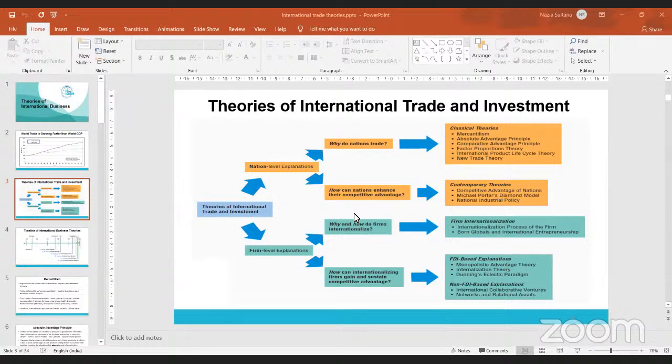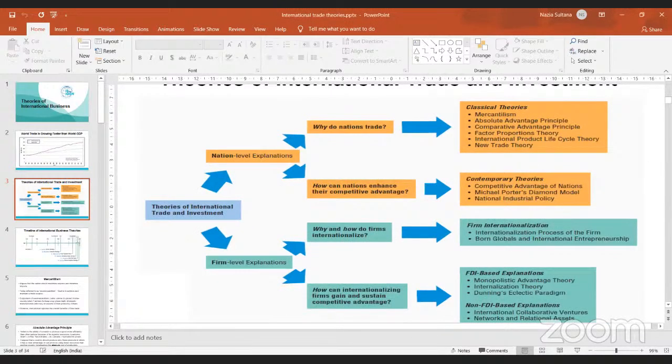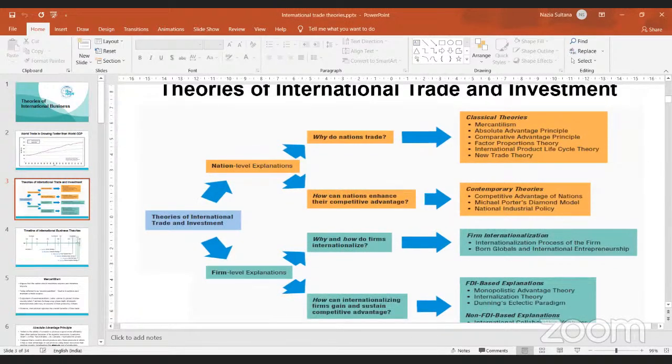So in today's discussion, in the first part, we will speak about theories of international trade. Then later we will proceed towards balance of trade and balance of payment. Now coming to the theories, if you see the slide here, it talks about various theories which are given across a timeline.